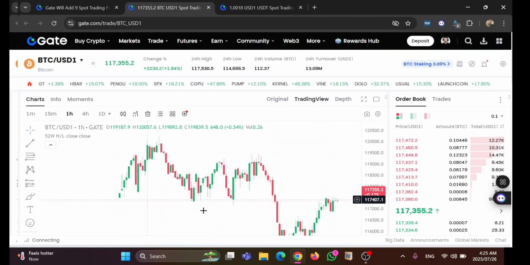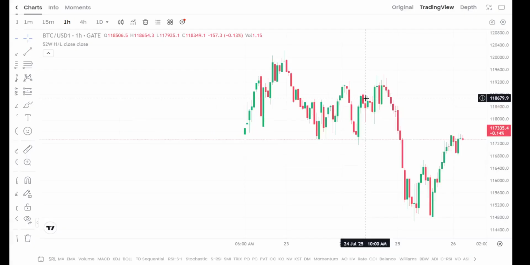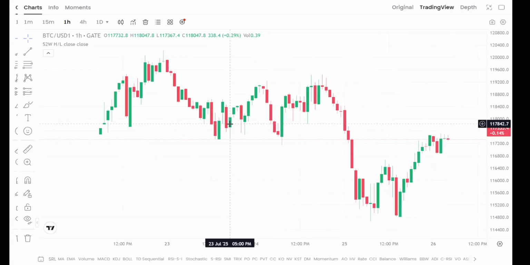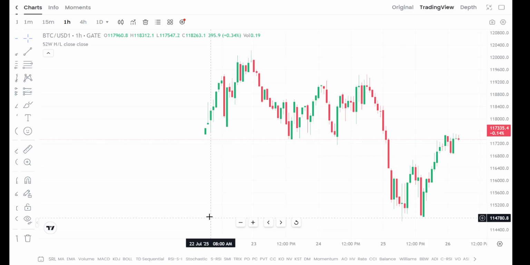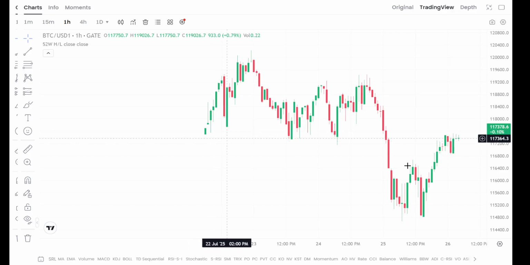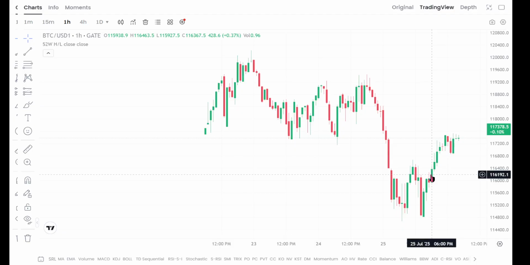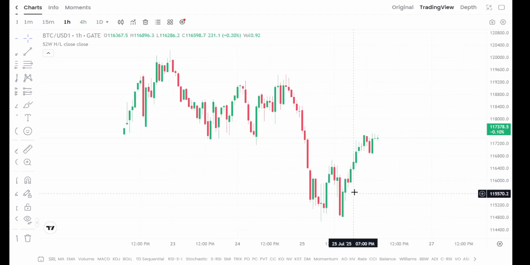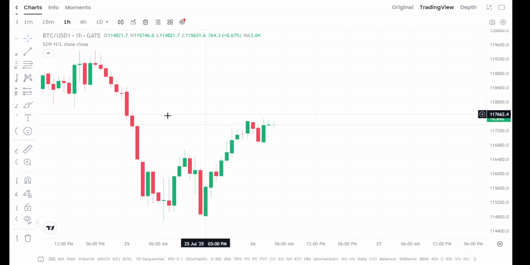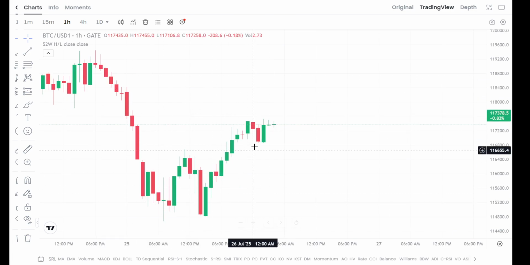And here is the chart of the Bitcoin, a 1 hour chart. Let's open this chart. And you are watching this chart. This starts from 22 July, and now it is 26 July 2025. It started from 22 July, and you can purchase Bitcoin here. And Bitcoin market price now is very down, and you can see the market price now going to increase. You can buy it and trade.